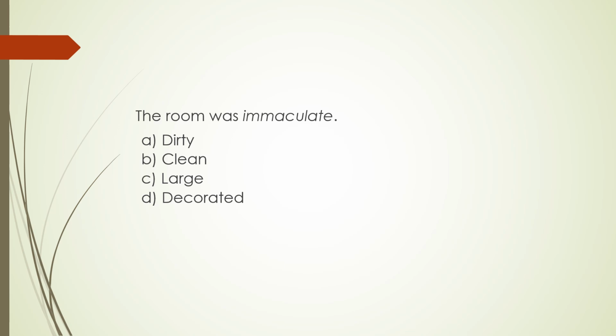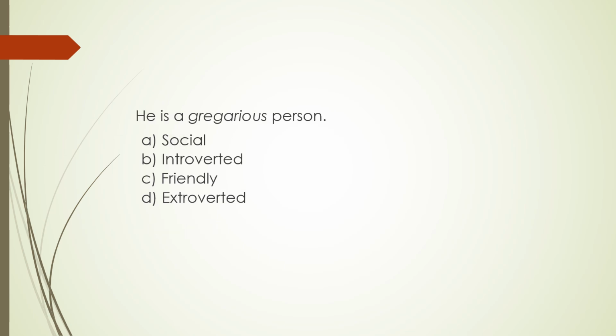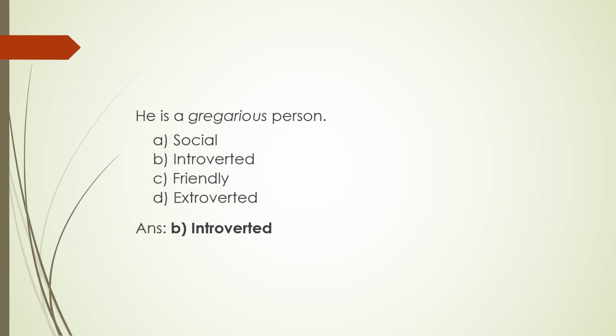The room was immaculate. We are looking for the opposite of immaculate. The answer is the opposite of immaculate, which is dirty. He is a gregarious person. We're looking for the opposite of gregarious. Choose the opposite from the words given. The opposite is introverted. Gregarious is simply extroverted. So we're looking for the opposite. So therefore, the opposite is introverted.